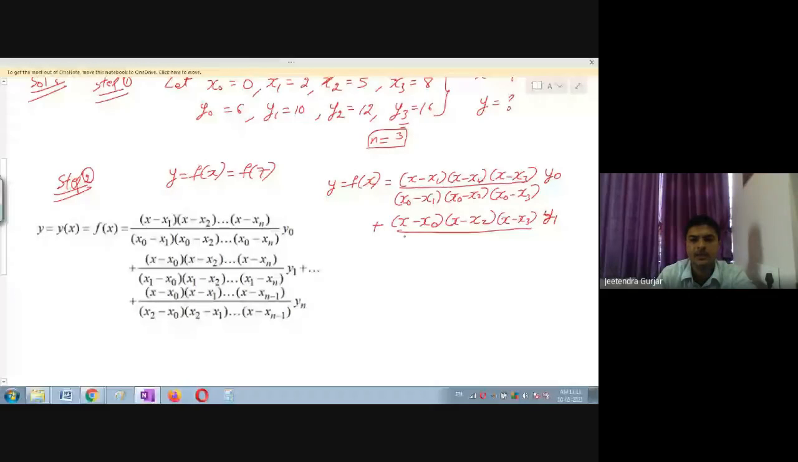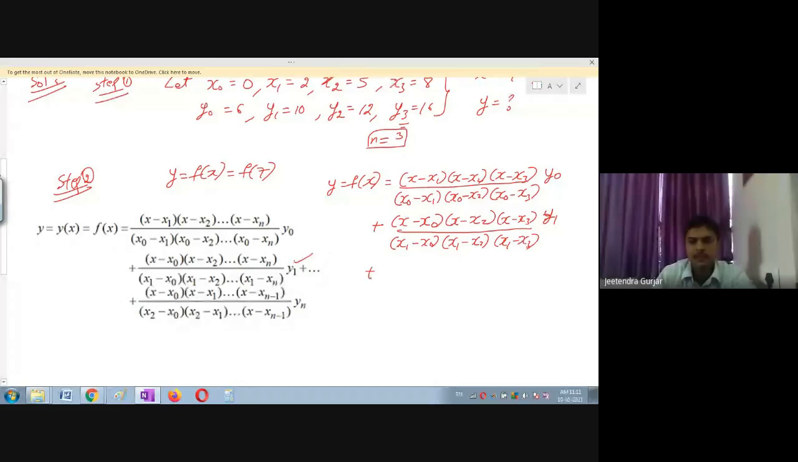Now where y1 is there, please remember this is now x1 minus x naught, x1 minus x2. I cannot write x1 minus x1 because again it will be 0. Therefore I will go with x2, and then x1 minus x3. So this is how I have written this. I will continue this, plus.